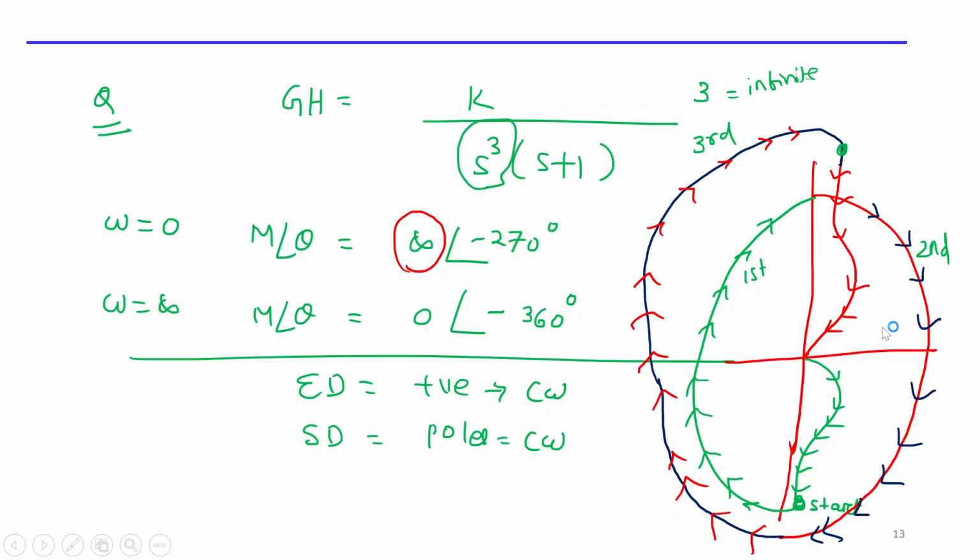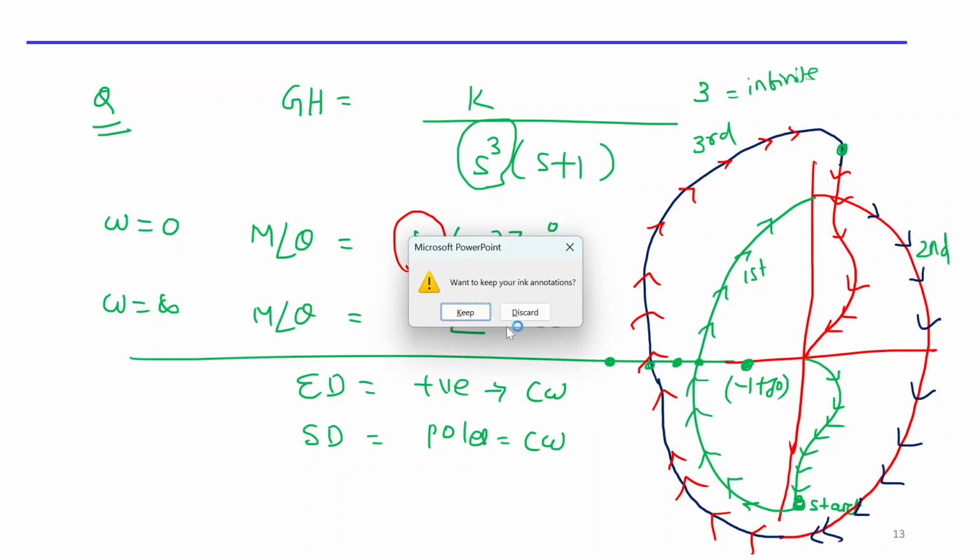Okay, for today's class I am stopping here. I think you can practice a lot of questions. What about the stability of the system, sir? You can find that out by yourself. You can take the -1 plus j0 point, keep it here, and find out the k value at this point. You can do it by yourself.